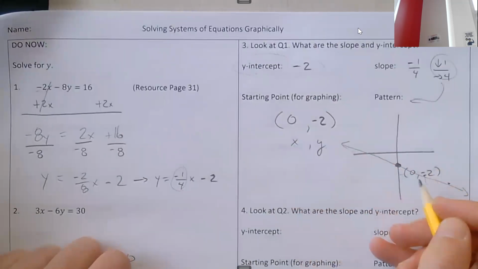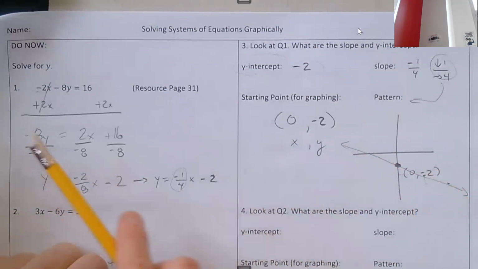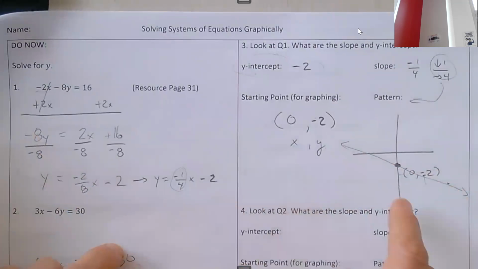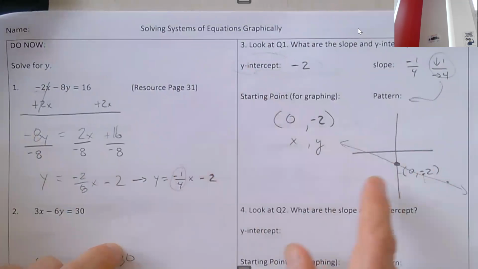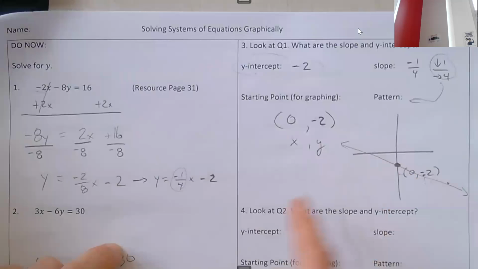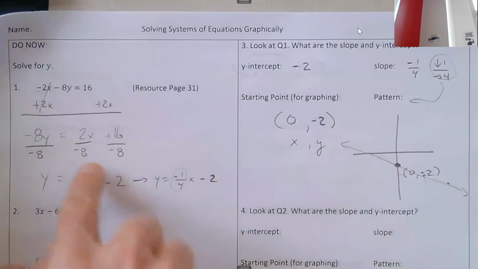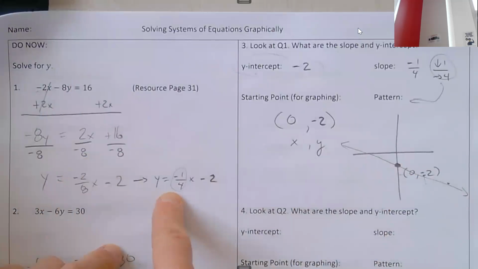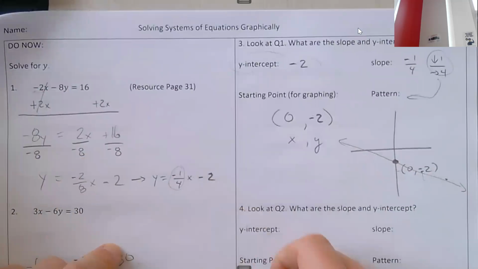Okay. The reason we went over this is because we had students struggling yesterday with how does the slope represent itself on the graph? How does the y-intercept represent it on the graph? And then on this, we had to actually get this in slope-intercept form before we knew what the slope was and what the y-intercept was.